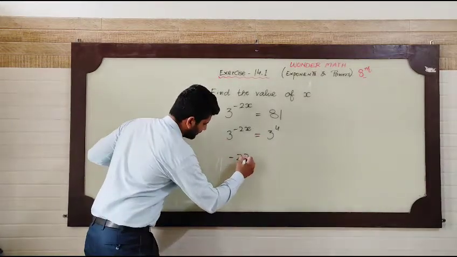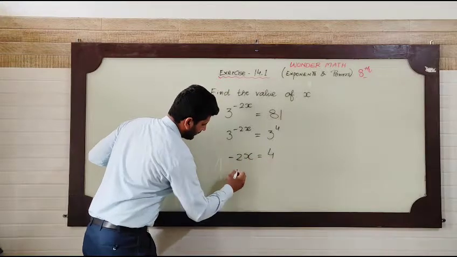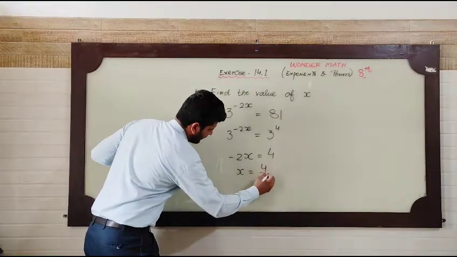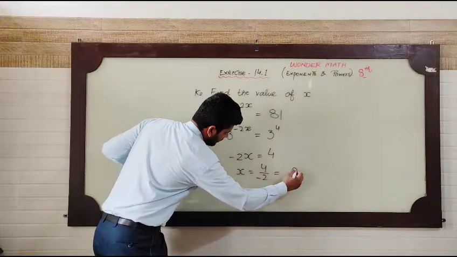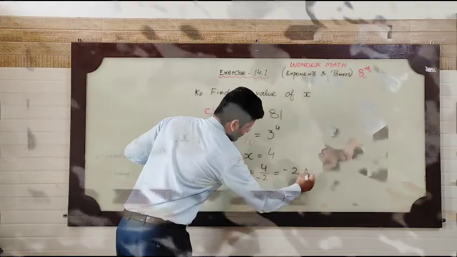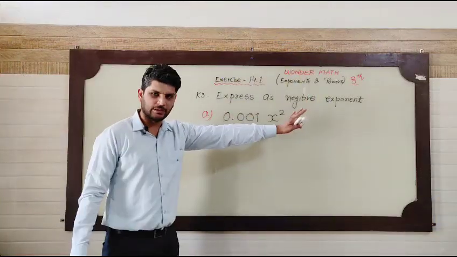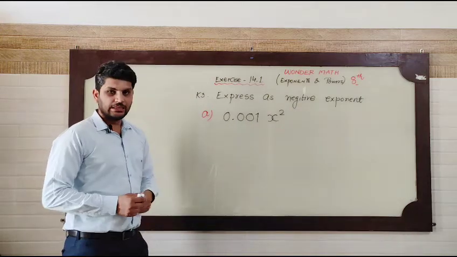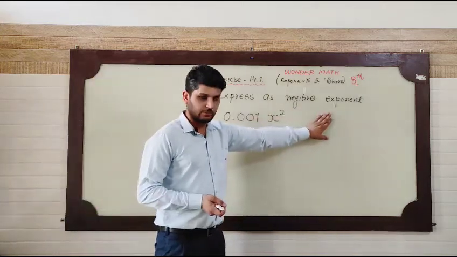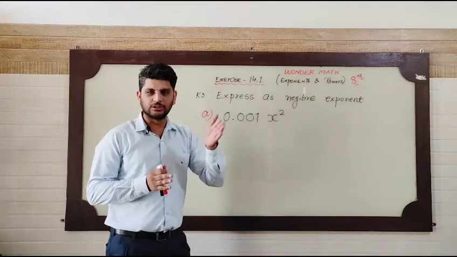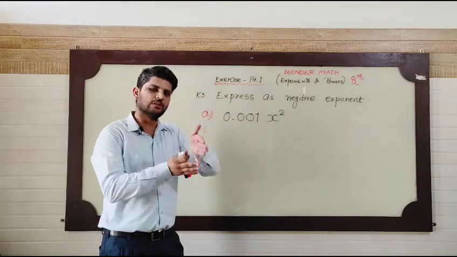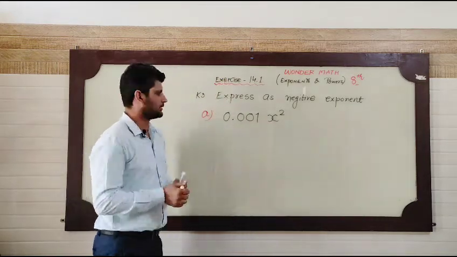So minus 2x equals 4. X can be equal to 4 upon minus 2, that equals 2 with the negative sign, and this is your K3, expressed as a negative exponent. To convert to a negative exponent, we need to move numerators to the denominator with the negative power, and the denominator's value to the numerator with the negative power also.